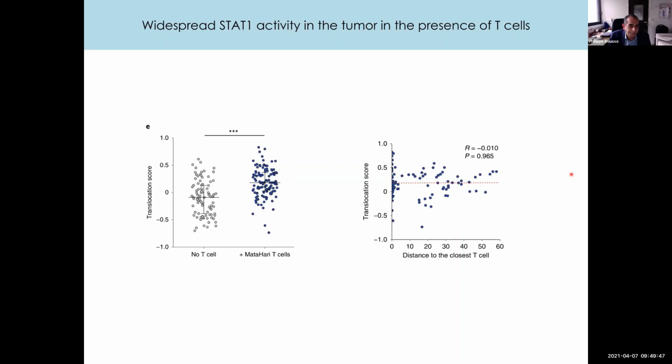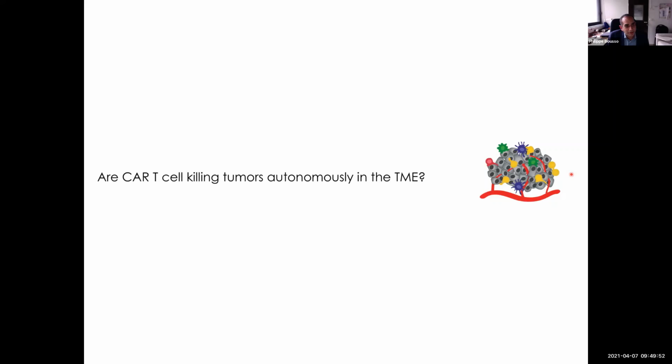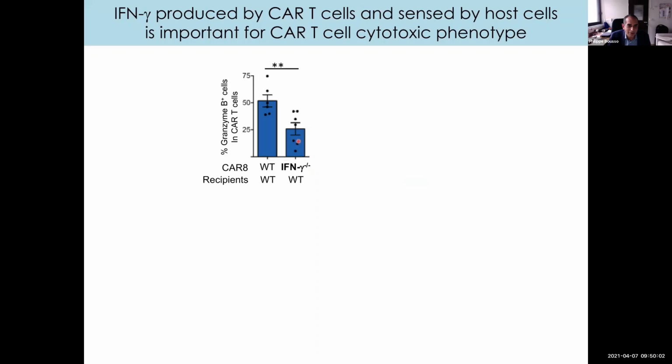So now I'm back to the CAR and just asking, we've seen all this effect on the tumor microenvironment, but how about the CAR themselves? And so in fact, when we start to look at the cytotoxic phenotype of the CAR themselves, we see that if the CAR cannot produce interferon gamma, there's a drop in the cytotoxic protein or the cytotoxic gene that are important for their function.